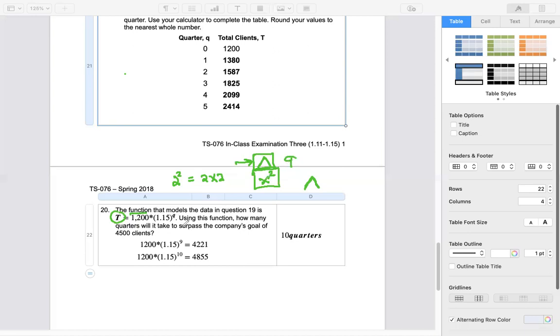Is it the 9th or the 12th or the 10th or whatever? And that will calculate it out for you instantly, okay? All right, having said all that, this is the formula right here. Using this formula, how many quarters will it take to surpass the company's goal? They have a goal of making 4,500 clients in a quarter, okay?